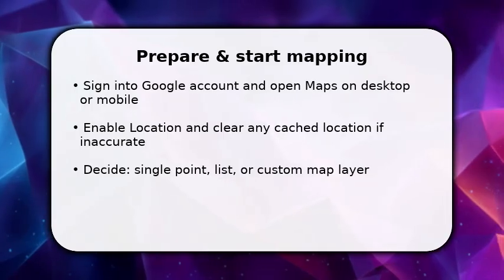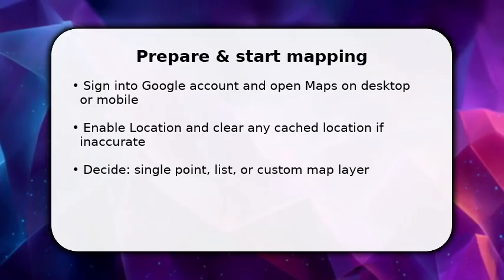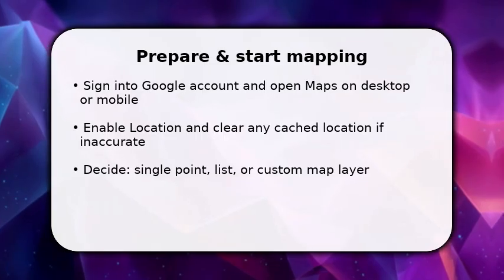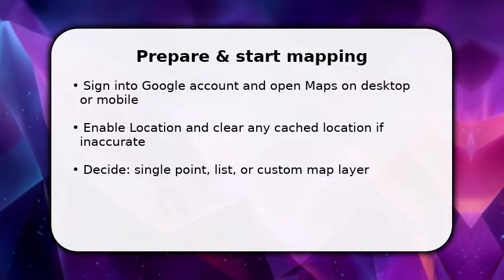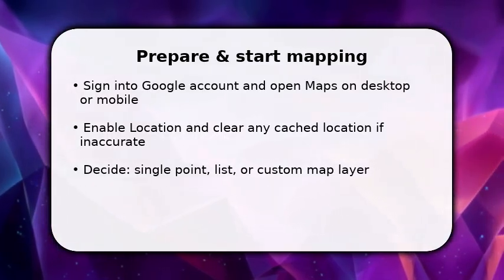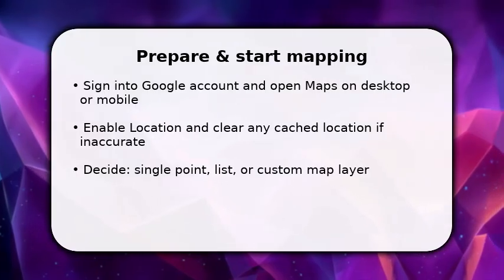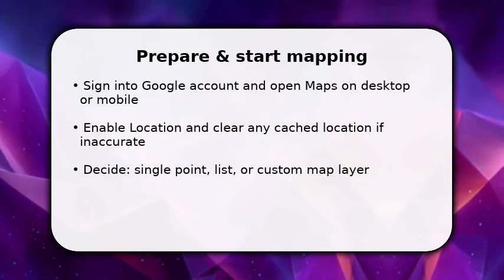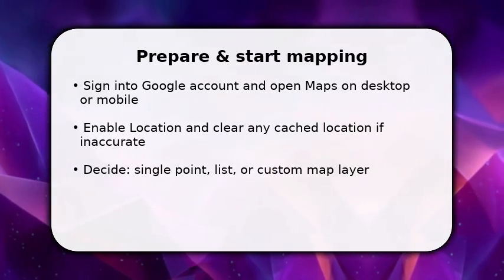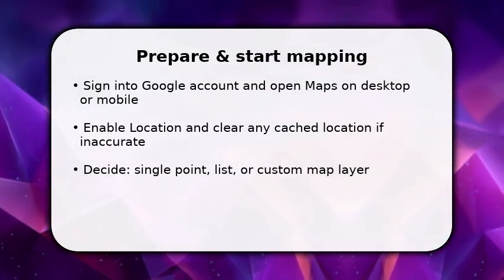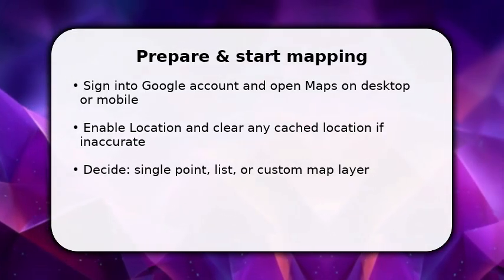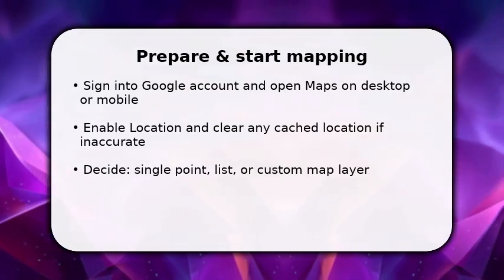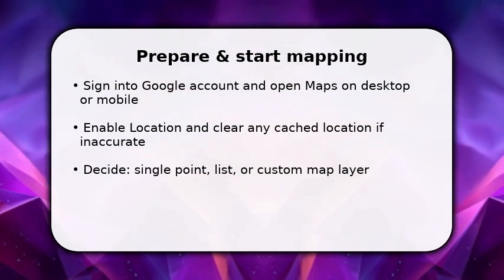You begin by signing into your Google account and opening Maps. This links saved points. Once done, enable location services so pins reflect your device position, and clear cached location if inaccurate. Next, decide whether you need a single point for quick directions, a list for grouped places, or a custom map layer in My Maps for complex annotations. Make sure to gather place names or coordinates now, because accurate input saves time and avoids later edits.